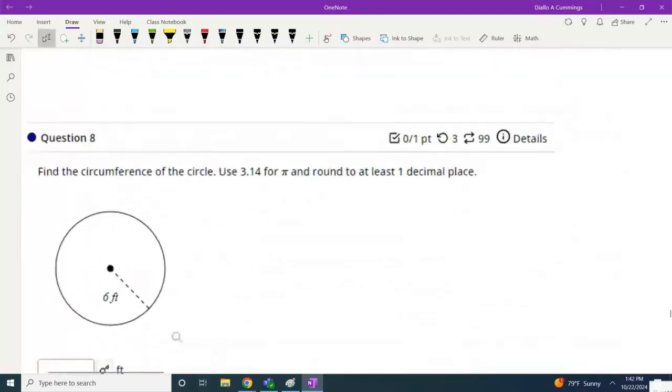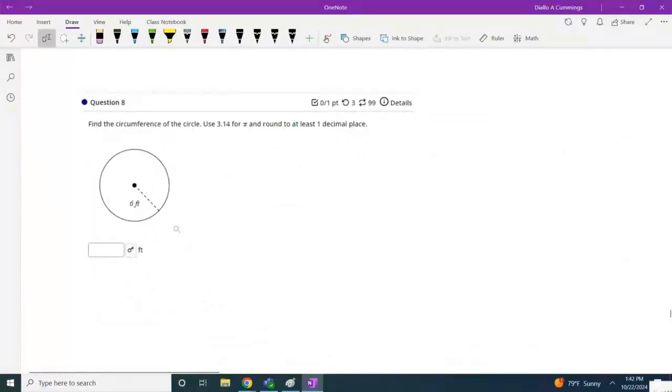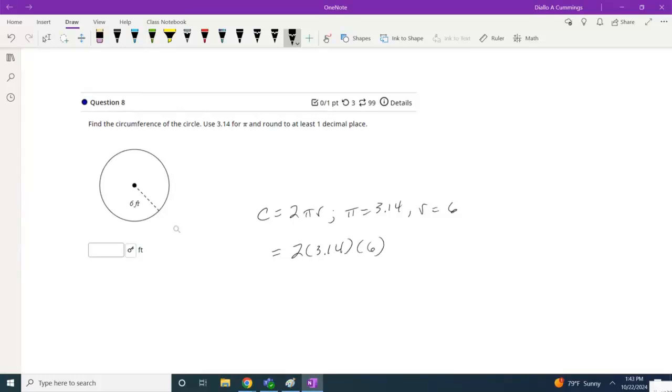All right, so let's take a look at number 8. This says find the circumference of the circle and use 3.14 for pi. Round to at least 1 decimal. All right, so this is a circle. So we looked at the formulas earlier. The formula to find the circumference of a circle is 2 times pi times r. So we're going to substitute pi for 3.14, and we're going to substitute r for 6. So the circumference is equal to 2 times 3.14 times 6.